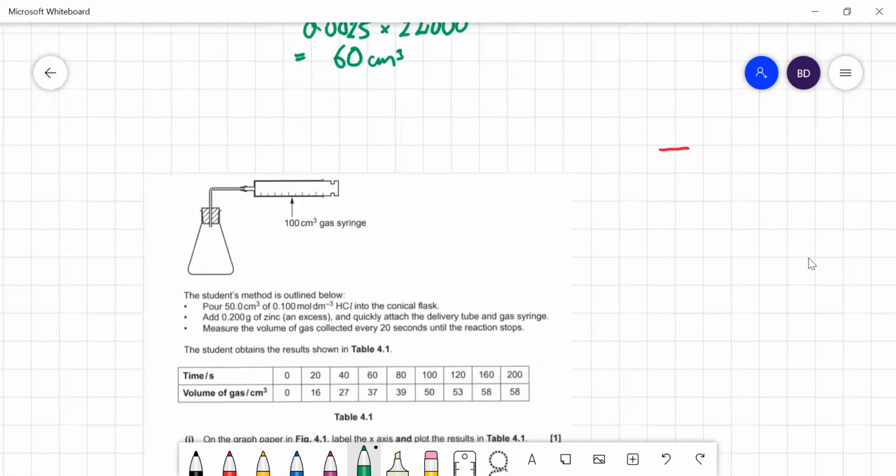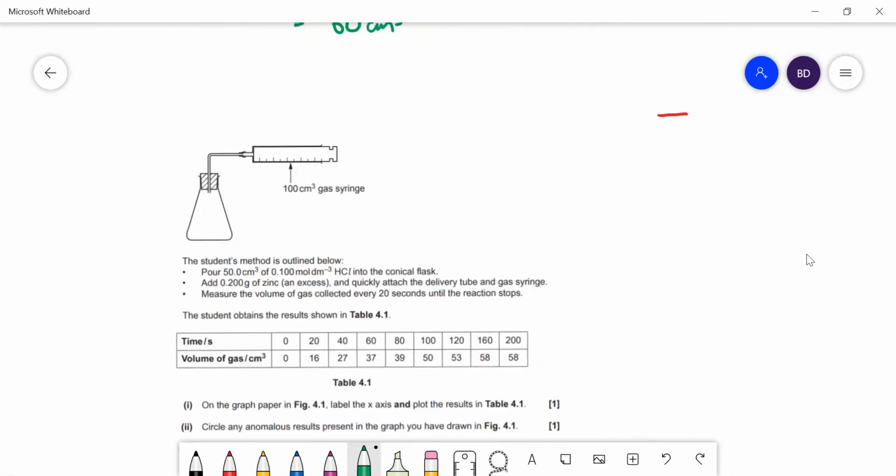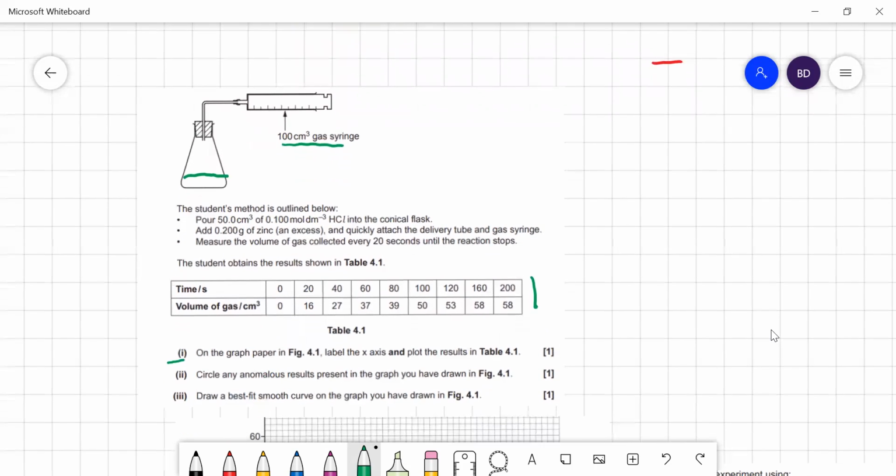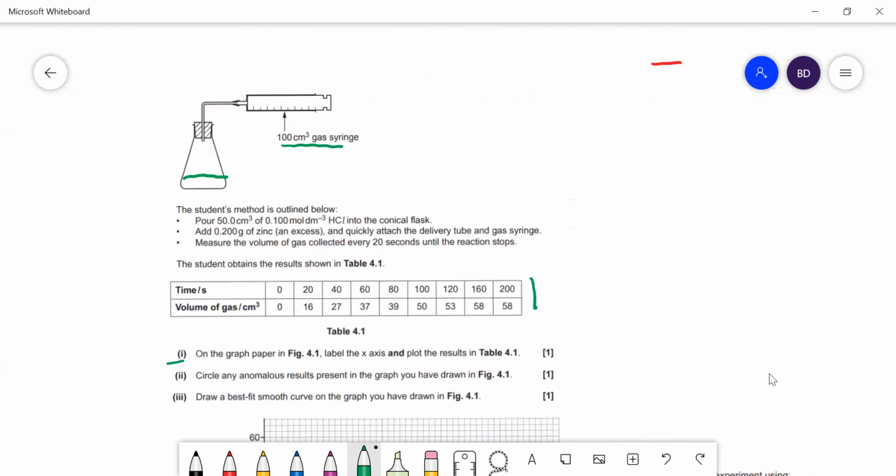This is the student's method then. He puts the HCl into the conical flask with the zinc, quickly puts the bung in and collects the gas in the gas syringe. And he measures the volume every 20 seconds. Here are the results, and we've got to plot them on the graph paper. Then we've got to circle any anomalous results and draw a best fit smooth curve.